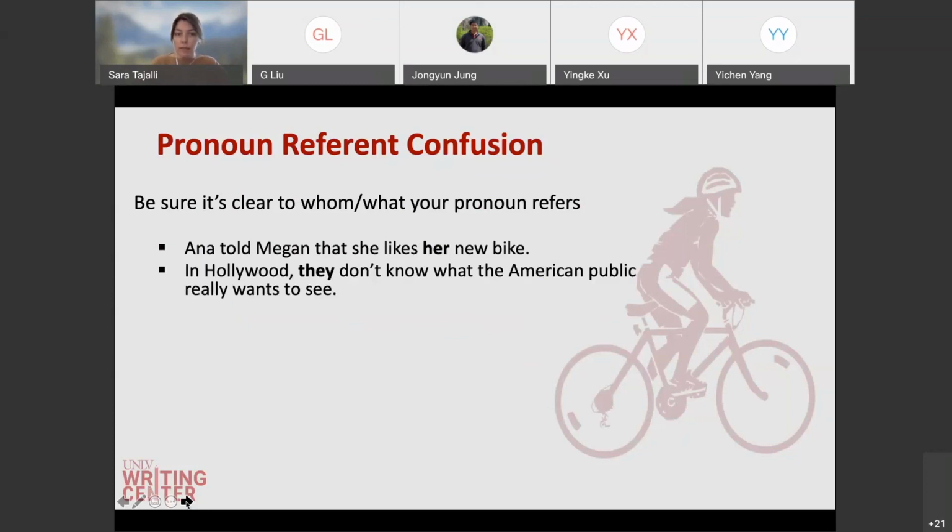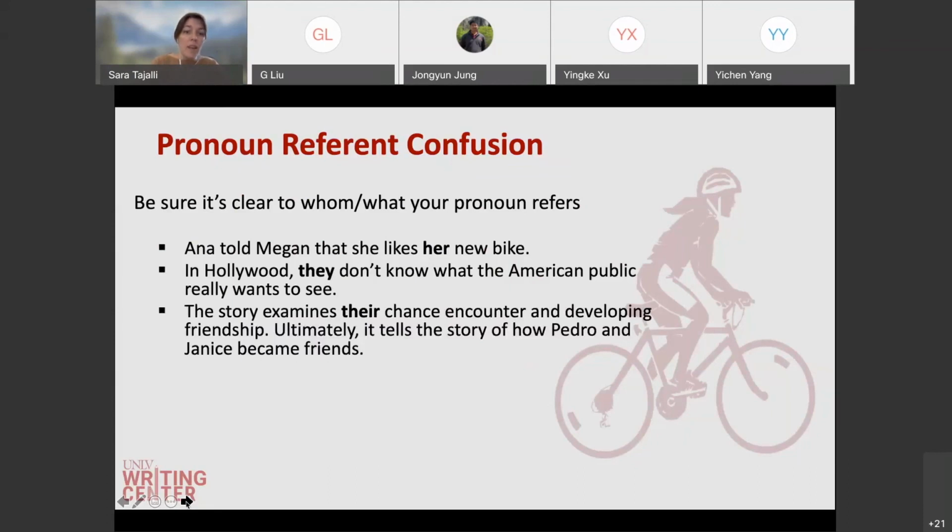It's unclear. You don't know if they're talking about just the citizens of Hollywood or any random person, but most likely they're talking about producers or filmmakers or screenwriters. It could be anybody in the Hollywood industry, but here it's not clear. So you want to make sure that if you use a pronoun, it's clear to the reader exactly who it's referring to.